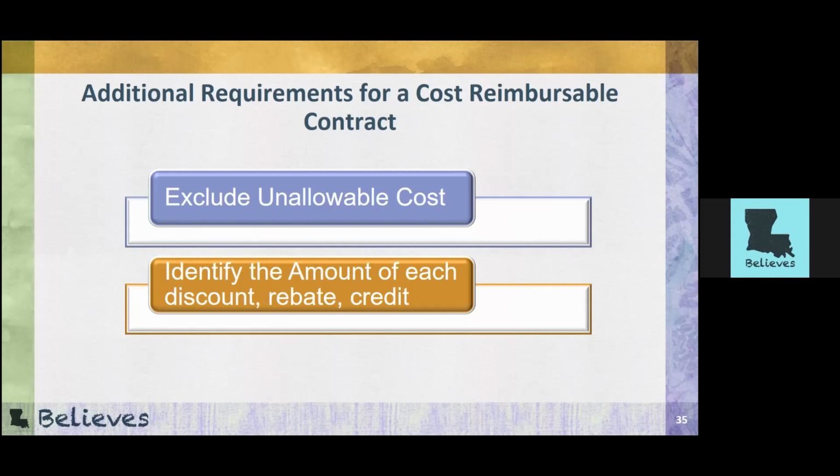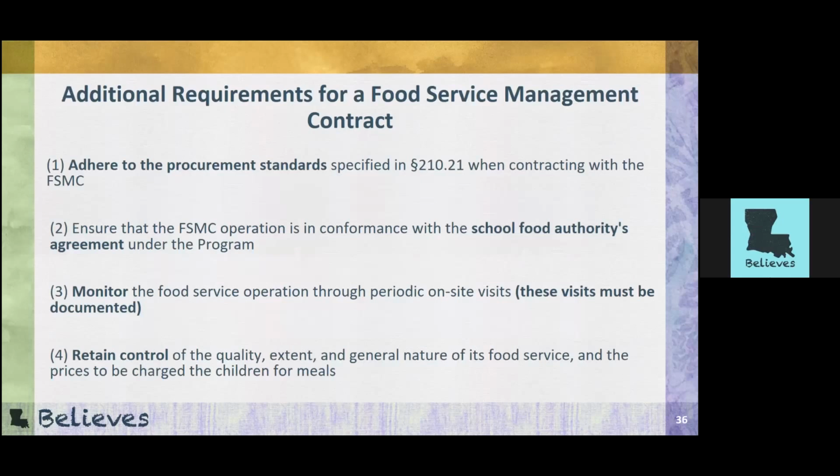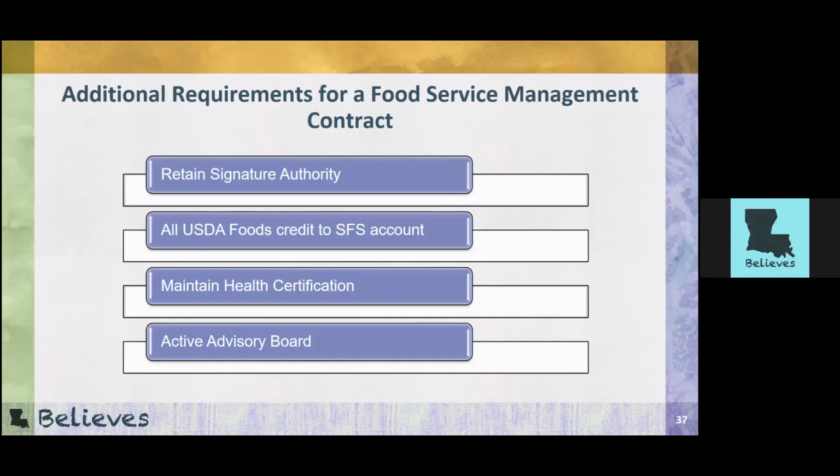There are additional requirements for contracting with a food service management company, and we'll just briefly go through those because the food service management contract has steps all on its own. Just make sure that you adhere to the procurement standards, that they follow the state agency's agreement. They monitor food service operations through periodic visits, and the SFA must retain control of the quality, extent, and nature of its food service and the prices to be charged for children. They have to retain signature authority.